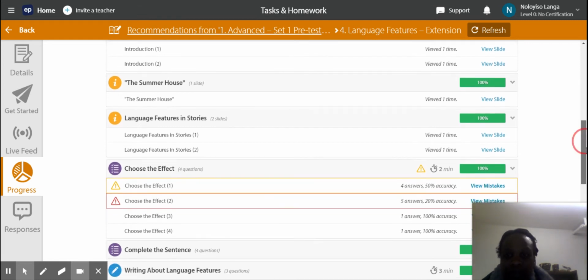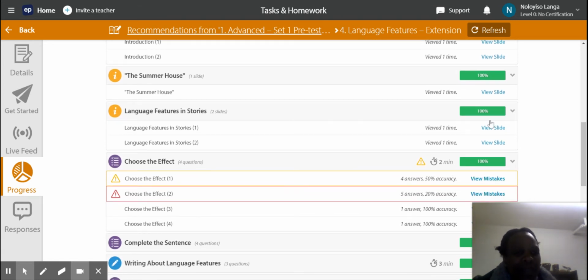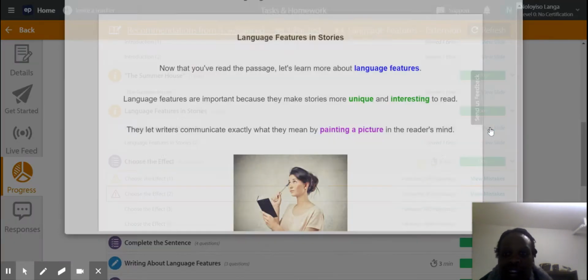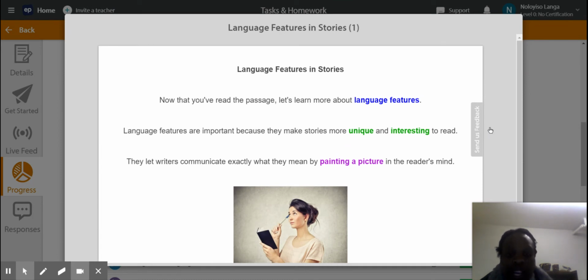Okay. Something I wanted to rectify or explain a little more was the language features in a story. They explained here, in the language features of a story, they said, now that you've read the passage, let's learn more about language features. And this may have confused you, the fact that they call it language features. Then they say in the next line, language features are important because they make stories more unique and interesting to read. They let writers communicate exactly what they mean by painting a picture in the reader's mind.